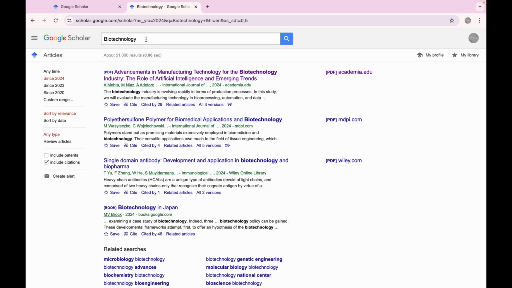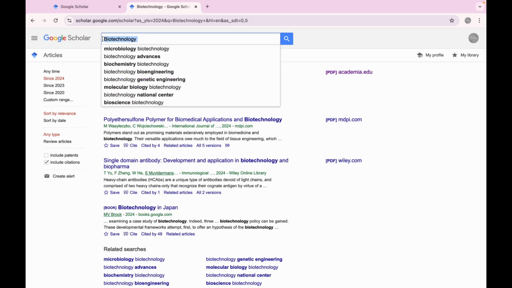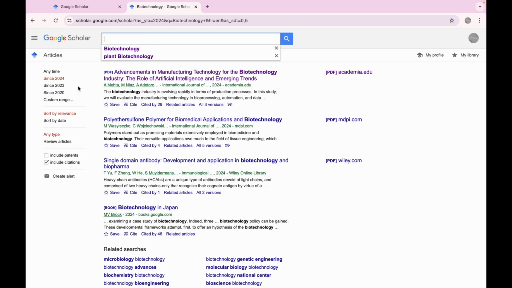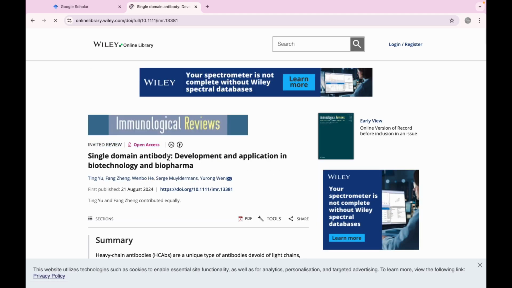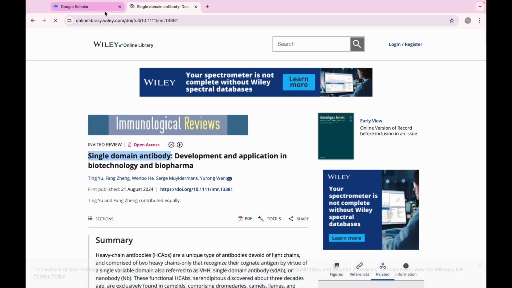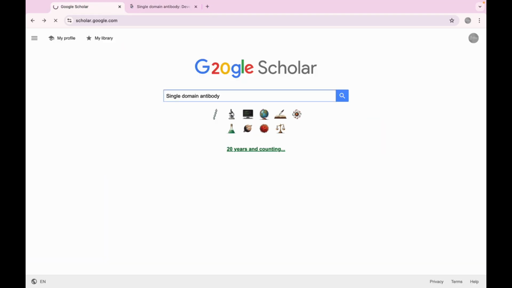But let's see. This is particularly a very wide topic. We don't have a lot of papers that are not very basic, right? So let me just try single domain antibody. Okay, this is something that I just read. I have zero clue about it. But let me just see it. This is deeper than biotechnology, right? So I will search for this now.